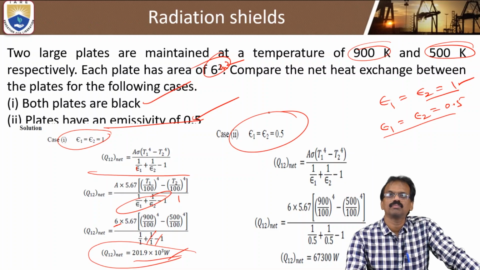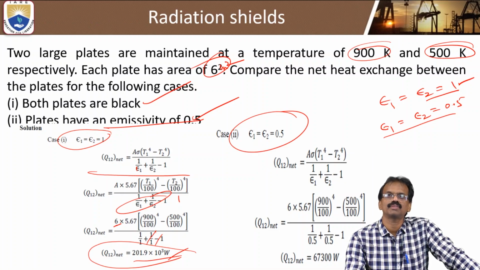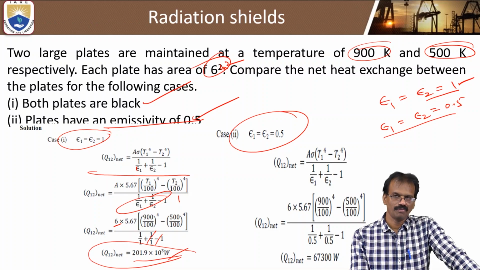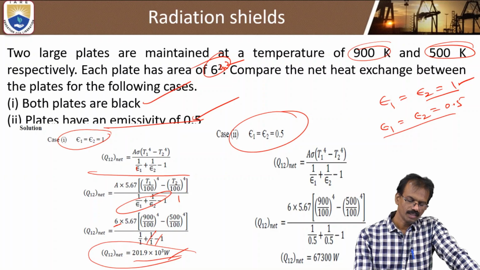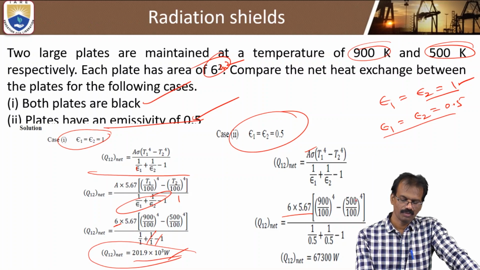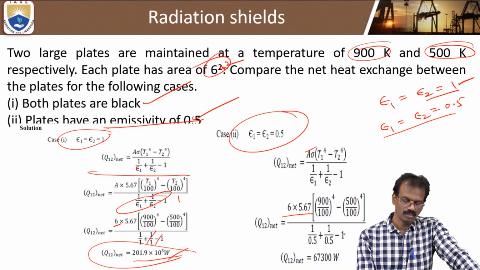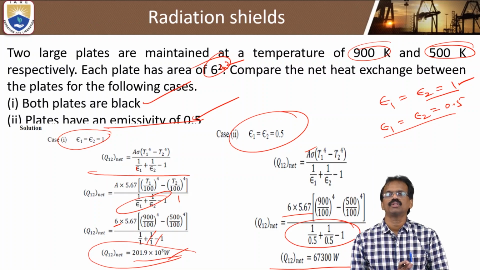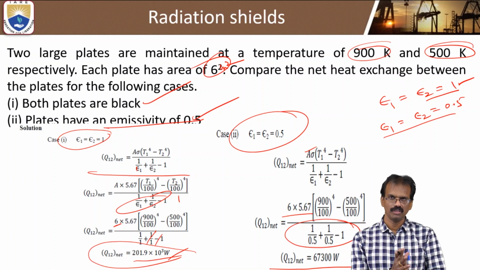It means both plates are gray surfaces like this one. So epsilon 1 is equal to epsilon 2 is equal to 0.5. So in a similar way, we can substitute the values of epsilon 1 and epsilon 2 in the formula. So area 6, you know that, sigma 5.67, you know that, temperatures also, 900 by 100, 500 by 100 to the power 4. Then epsilons, 1 by 0.5, 1 by 0.5 minus 1. So here also if you simplify this one, you will get the value. In this way, different numericals you can solve based upon these two formulas, without shield and with shield, for finding the rate of heat transfer between two surfaces with shield and without shield. Okay.